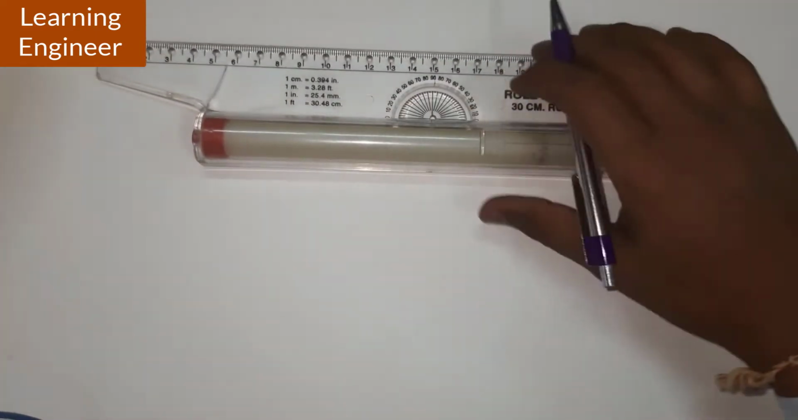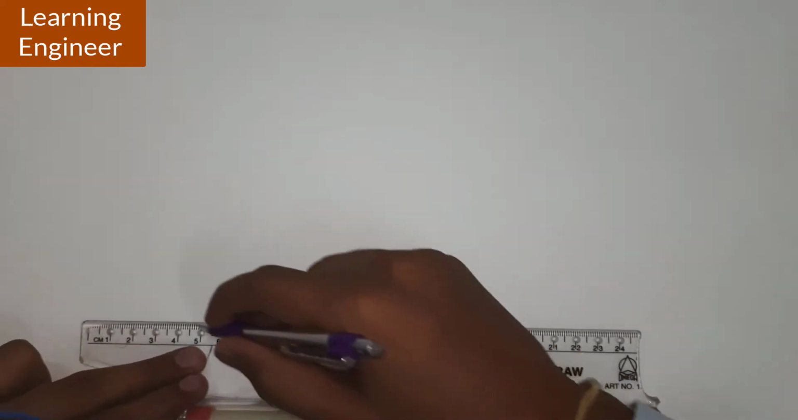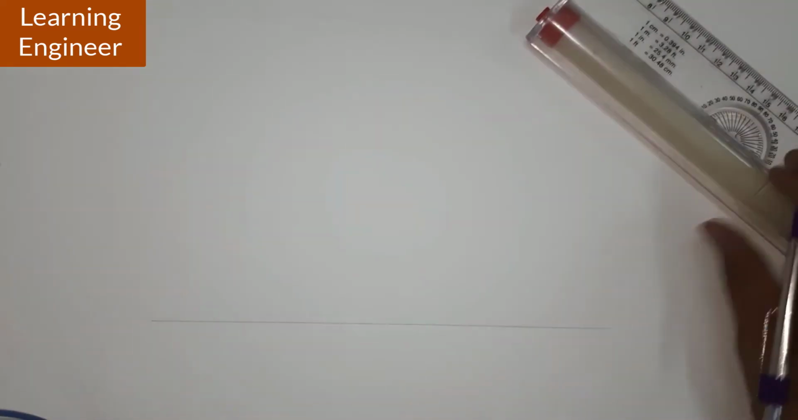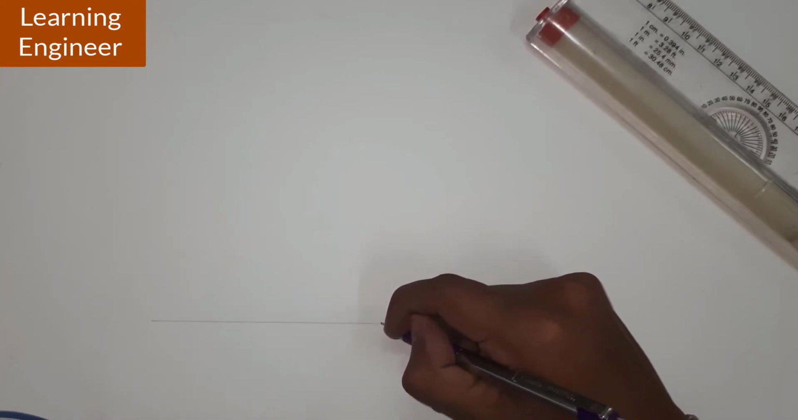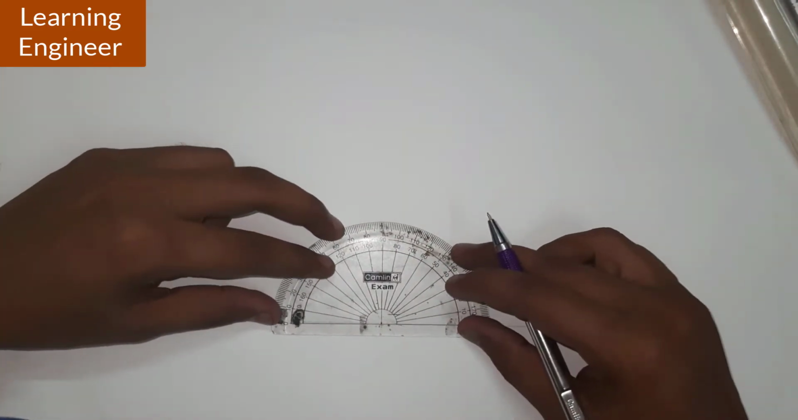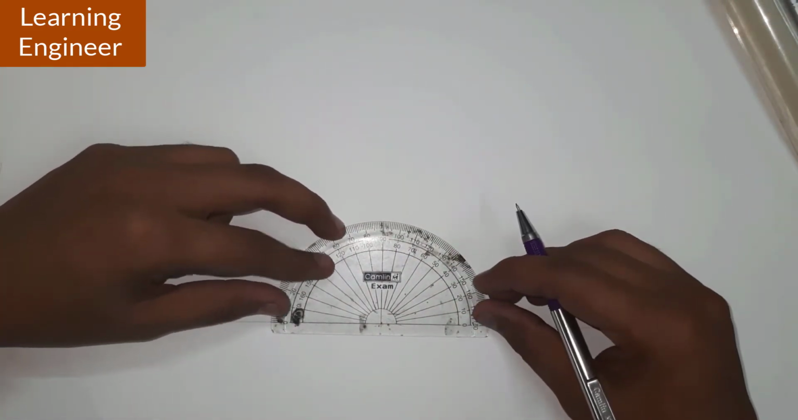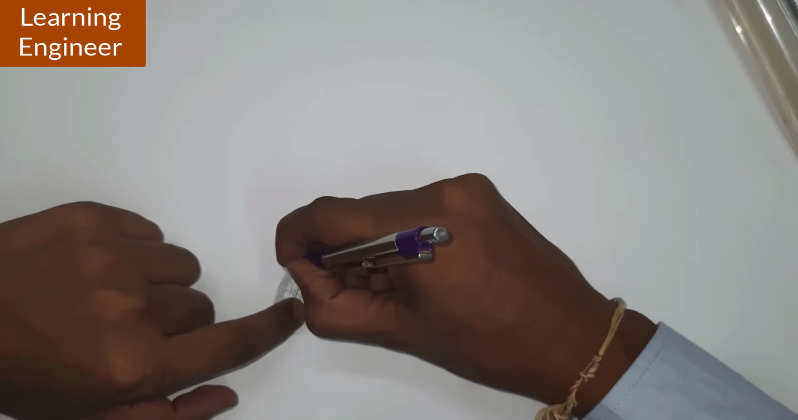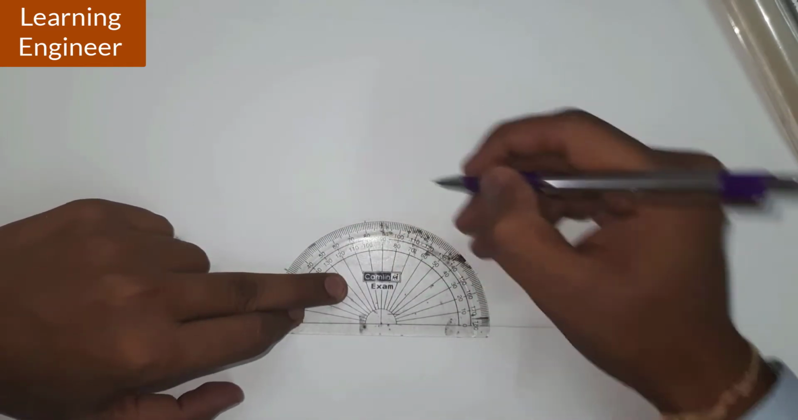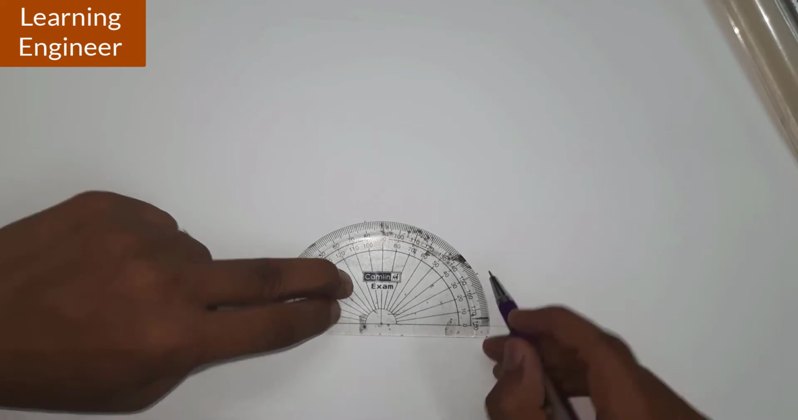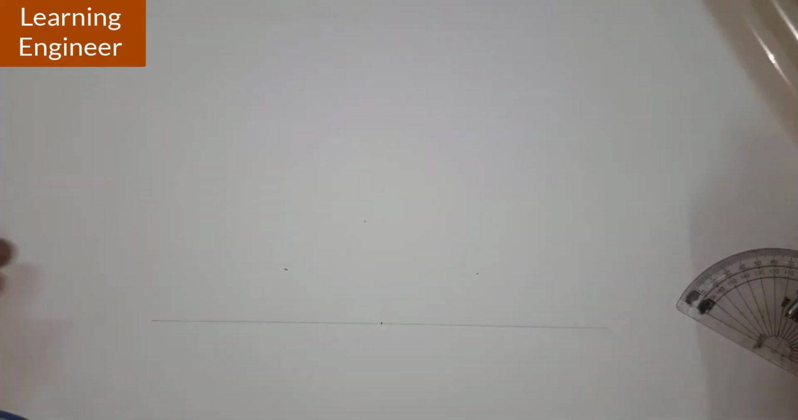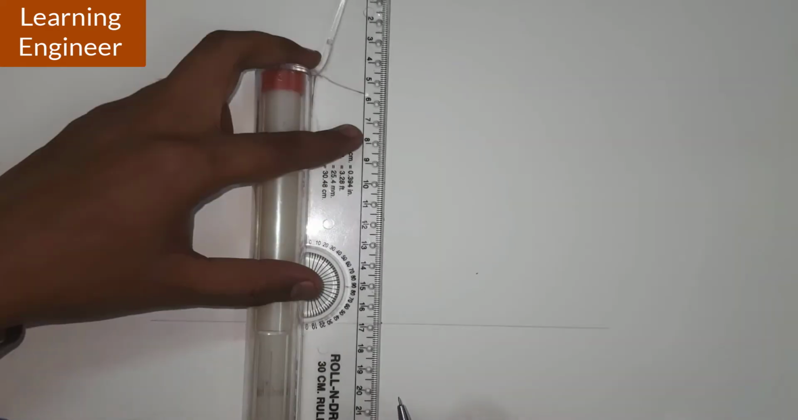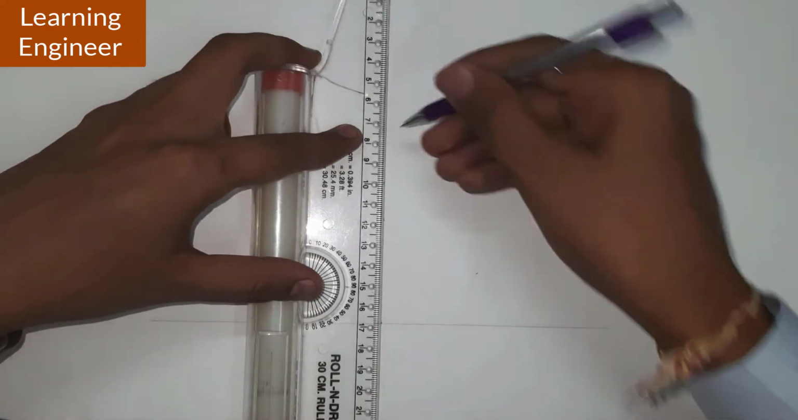First we will draw a horizontal line, and we will mark a point on that horizontal line. With the help of a protractor, we will mark the point at an angle of 30° on both sides and at an angle of 90°, and simply we will draw from here. We have the vertical line.